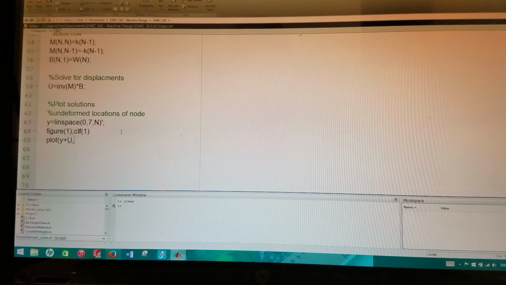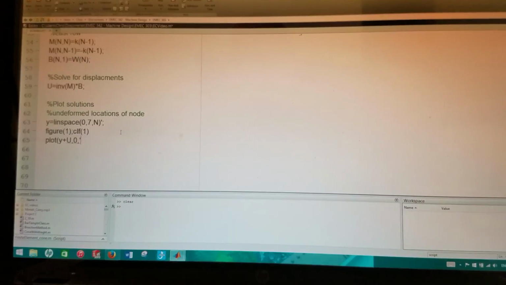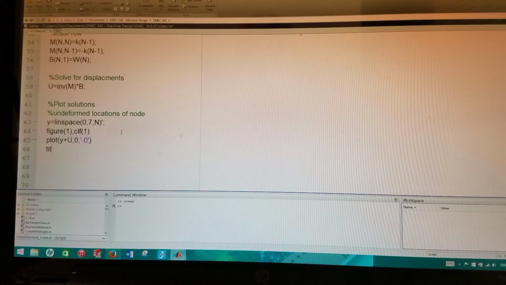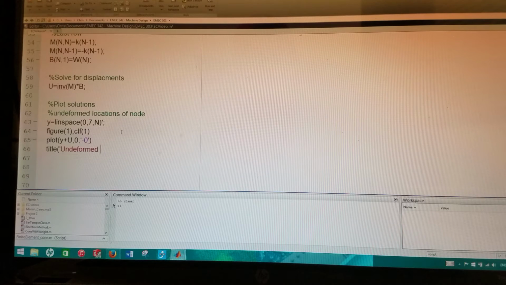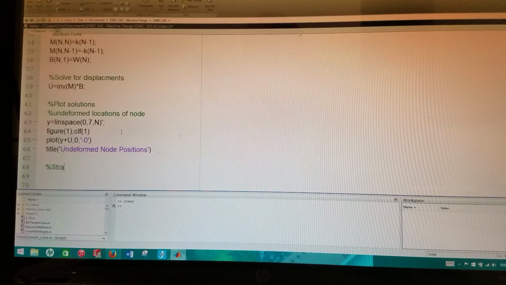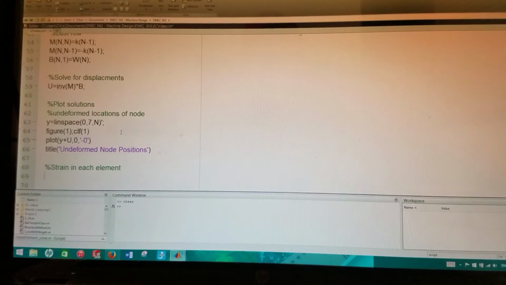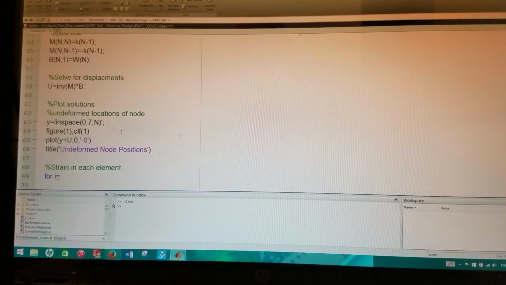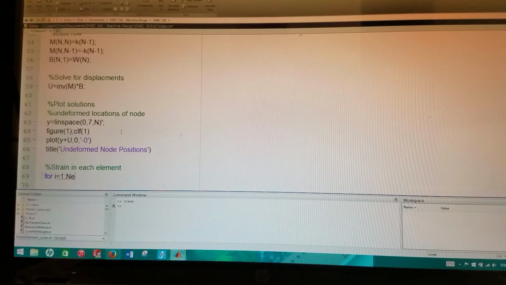and then we will give it a title so we know what we're looking at. Then we'll be able to move on and be able to count the strain for each element. And then the strain for the i of 1 to n elements, so the number of elements.